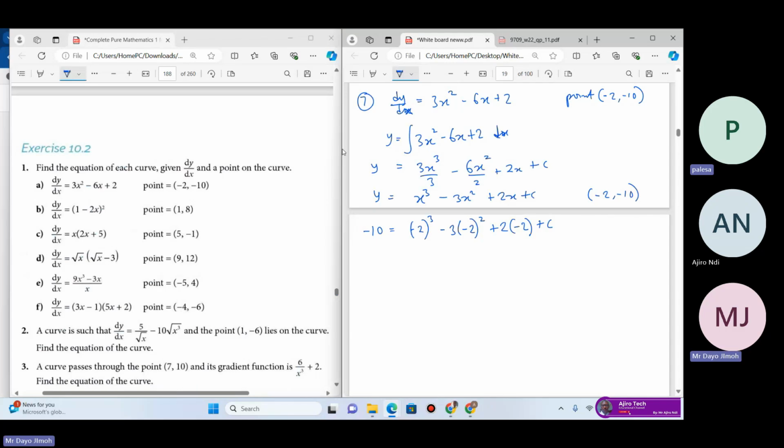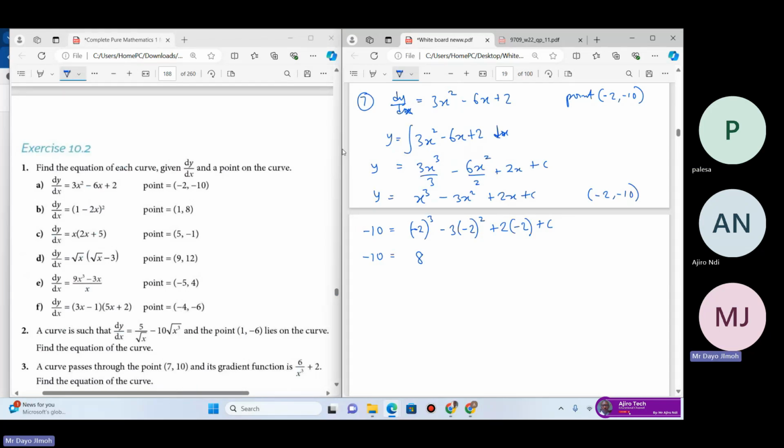So minus 10 on the left, and on the right, minus 2 raised to the power 3. What is 2 raised to the power 3? It's 8. Now, will it be plus 8 or minus 8?